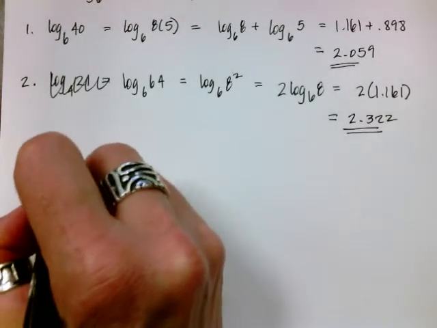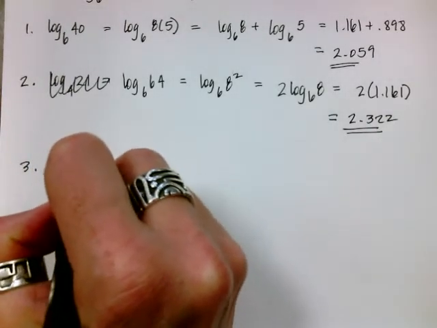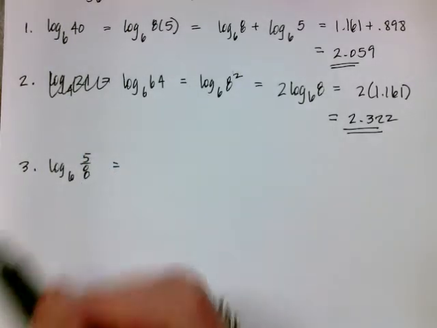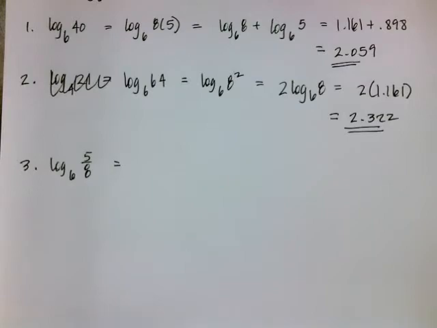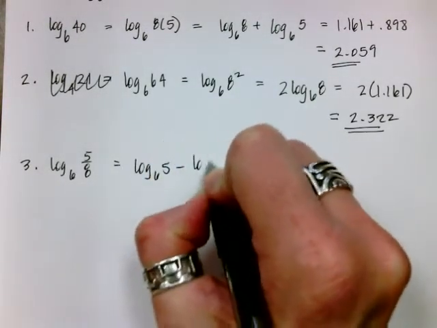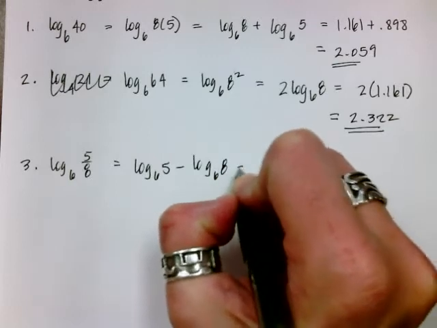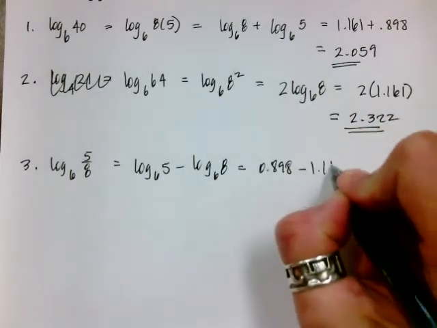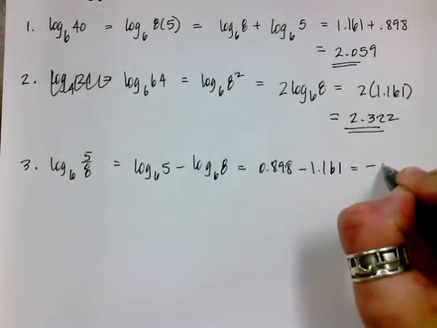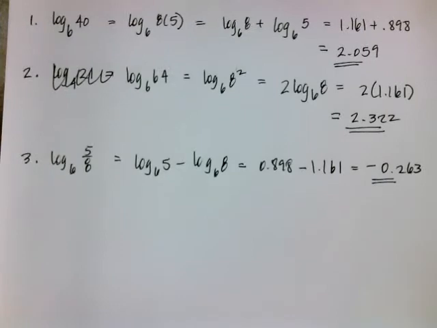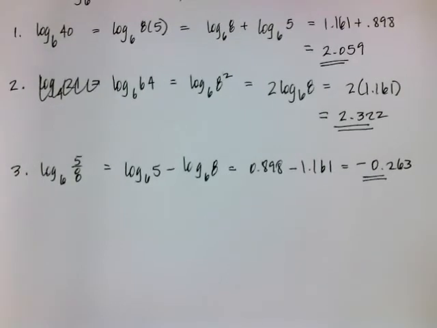If I do the log base 6 of 5 divided by 8, that's the division, so I do my quotient property. So that's going to be the log base 6 of 5 minus the log base 6 of 8. So I'm going to get 0.898 minus 1.161, and I get a negative 0.263. So that is the last example using those properties.